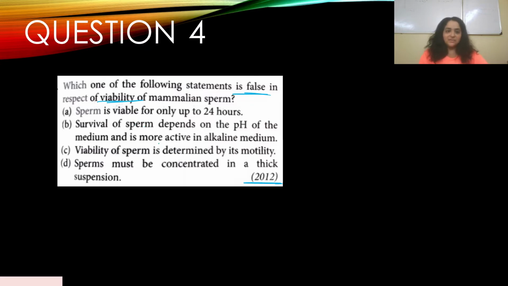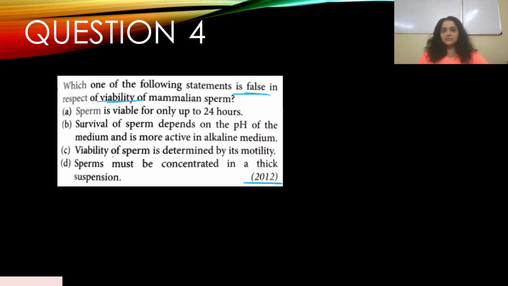Okay. B, survival of sperm depends on the pH of the medium and is more active in alkaline medium. Okay. C, viability of sperm is determined by its motility. Okay. D, sperm must be concentrated in a thick suspension. Okay, so which one is false here? A, sperm is viable for only up to 24 hours. Yes. Survival of sperm depends on the pH of the medium, more active in alkaline medium. Yes, that's correct.